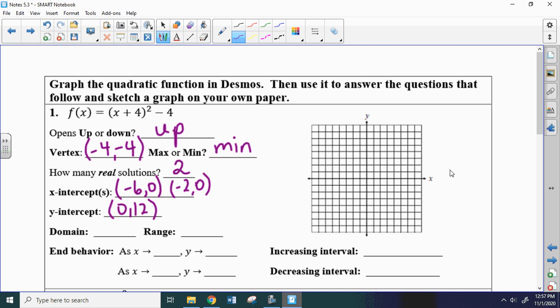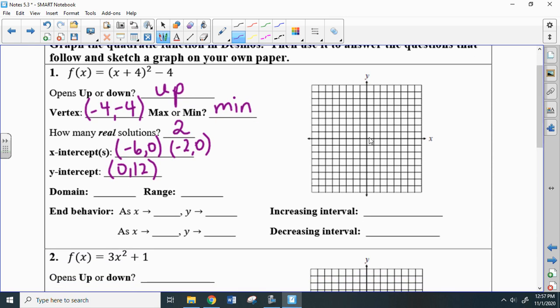Okay, once you have all of that information, you really can set Desmos to the side for a minute and then come back over here and actually use that information to make a graph. So I'm going to go to -4, -4, put my vertex, and then I'm going to go to -6, 0, and -2, 0. And then I know it's going to be off a little bit on my paper, but 0, 12 would be up there. Now, to keep it symmetric, in terms of x values, 0 is 2 away from this point. And so if I go 2 away from that point over there and go up to 12, I could put a symmetric point.